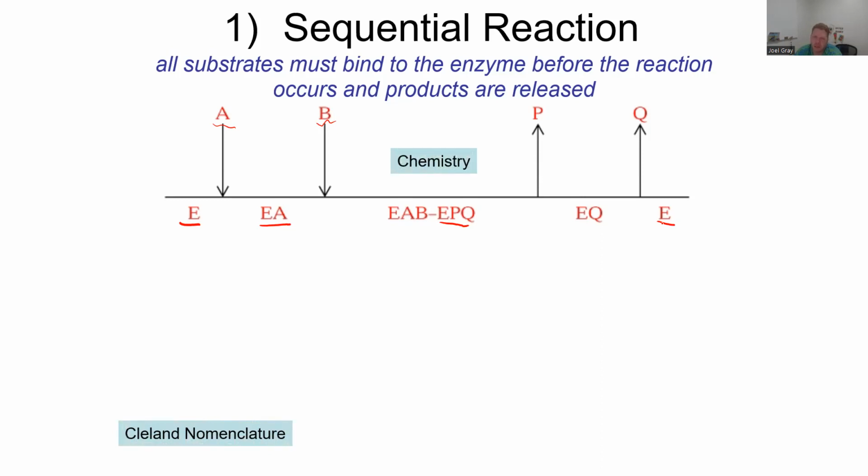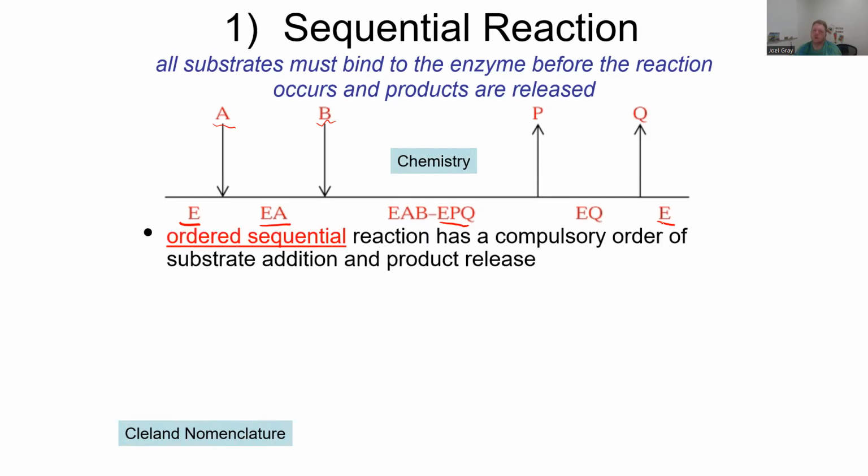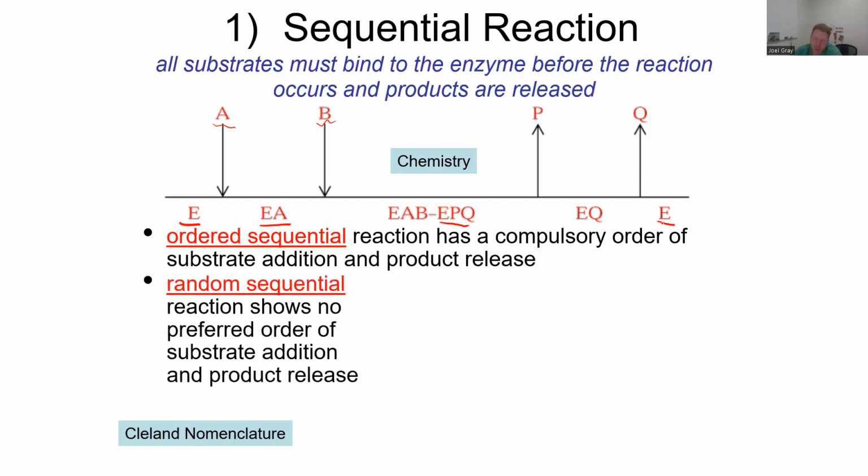Now, it's in that EAB, EPQ where the chemistry and the reaction is going to take place. This is considered an ordered sequential reaction. What this model shows is that A must bind to E before B can bind, because B basically has no ability to bind free enzyme. Instead, B is going to bind to the enzyme EA, or the enzyme and substrate 1 complex, where we get EAB.